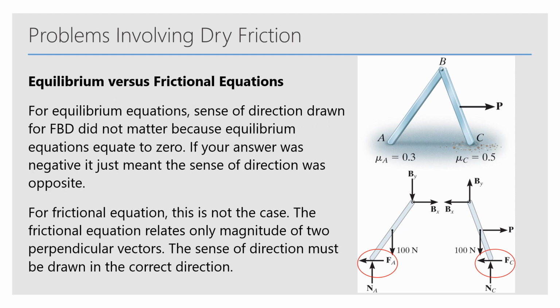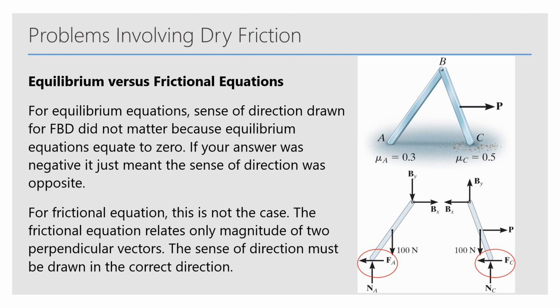An important thing to note is that in this case, equilibrium equations versus frictional equations, before we had equilibrium equations where you could draw a free body diagram and it didn't matter the direction you put, you would just find that your final answer would be negative, right? And you would know that your force is just in the opposite direction. And this worked because equilibrium equations always equate to zero. But for frictional equations, it doesn't have that same concept since it only relates by magnitude and perpendicular vectors.